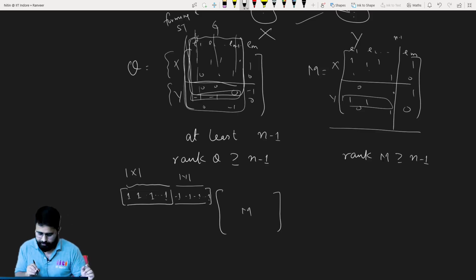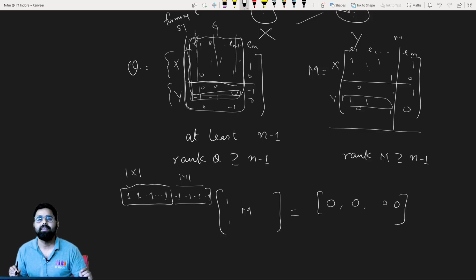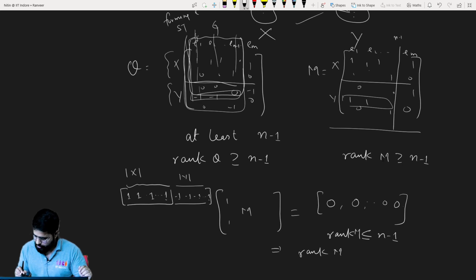Now if you multiply this non-zero vector by M, because there is a 1 and a -1 and all the edges are running from x to y, this will give you 0. So basically there is a non-zero vector sitting in the left null space of M. So the rank will be at most n-1. This means the rank of M is equal to n-1, and this completes the proof.